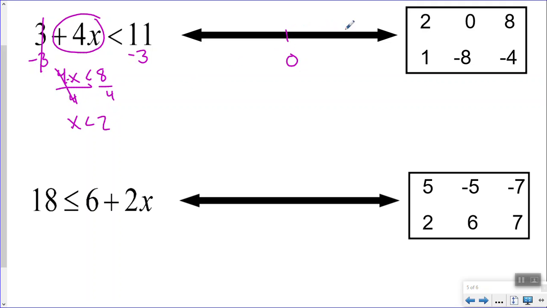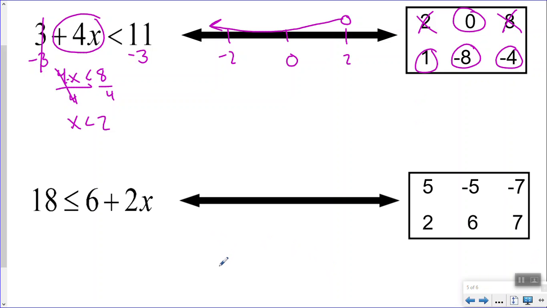If I want to graph that, I get 0, 2, and its opposite. This is strictly less than, so this is an open circle at 2, and the smaller values are to the left, so we draw this way. Now when I think about possible solutions, 2 cannot be a possible solution because it's not included. However, 1 is less than 2, as well as 0, negative 8, and negative 4. 8 is not, so we cannot circle it as a solution.